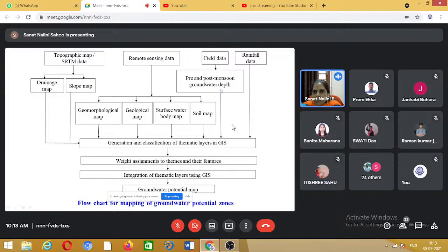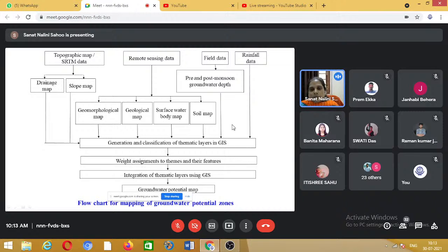You need field data like your groundwater depths before monsoon and post monsoon. You need rainfall data, you need a drainage map, slope map. So all these types of data you can work with in a GIS environment. To generate the classification of thematic layers, you generate and then classify them. There are certain weight assignments to themes and their features.